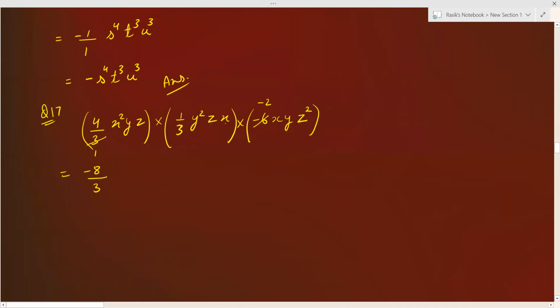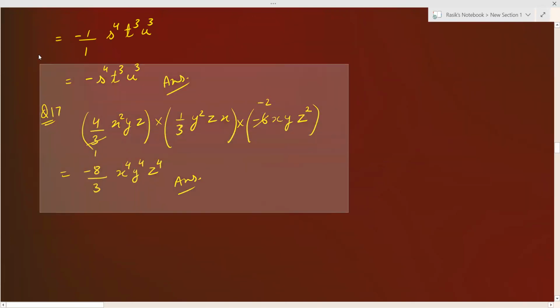x square into x is x to the power 3, into x, x to the power 4. y into y square into y, y to the power 4. z into z square, z to the power 4. So the answer is minus 8 upon 3, x to the power 4, y to the power 4, z to the power 4. Sir, my answer is also the same. Very good.